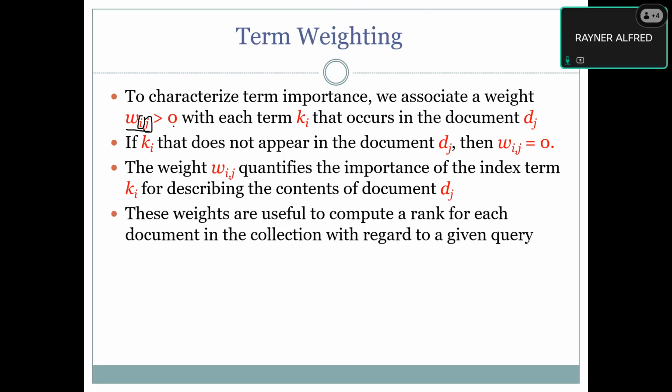So it must be greater than 0, meaning that they have some degree of importance. Okay? So if the keyword does not appear, then the weight will be 0. So in this case, they quantify the weight of each keyword in the document using the frequency. Based on this, they can use the number to quantify the similarity of the document and also the query that they have.